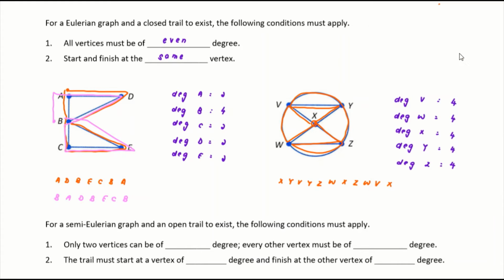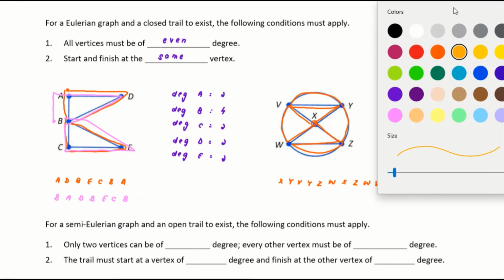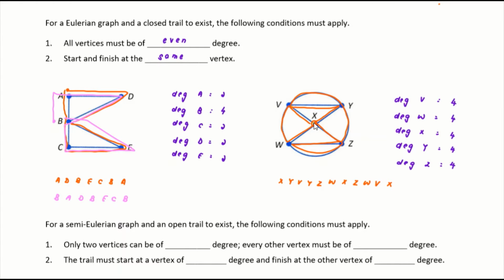Let me check once. From X, Y, V, Y, V, what did I write here? Oh, I go back to Y first. I apologize, let me do it again. X, Y, V, Y, Z, W, then X, Z, W, V, X. Okay, so I pass through all the edges here. Alright, so that's the idea for a Eulerian graph.